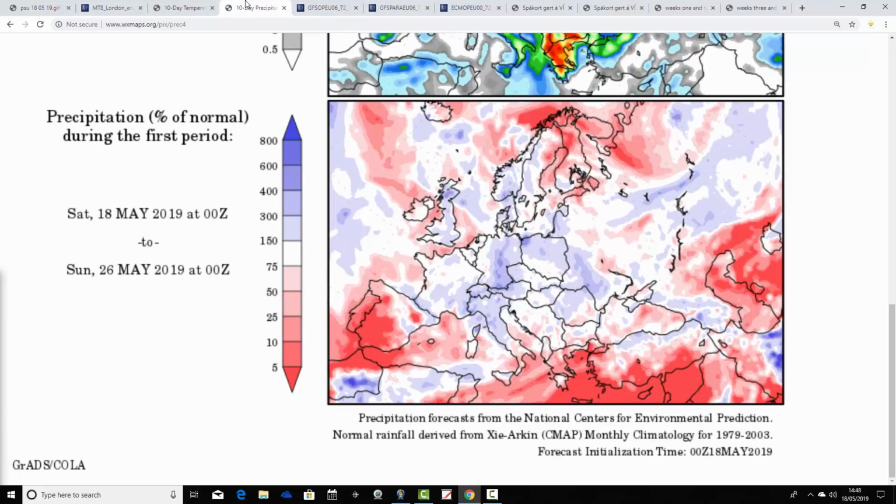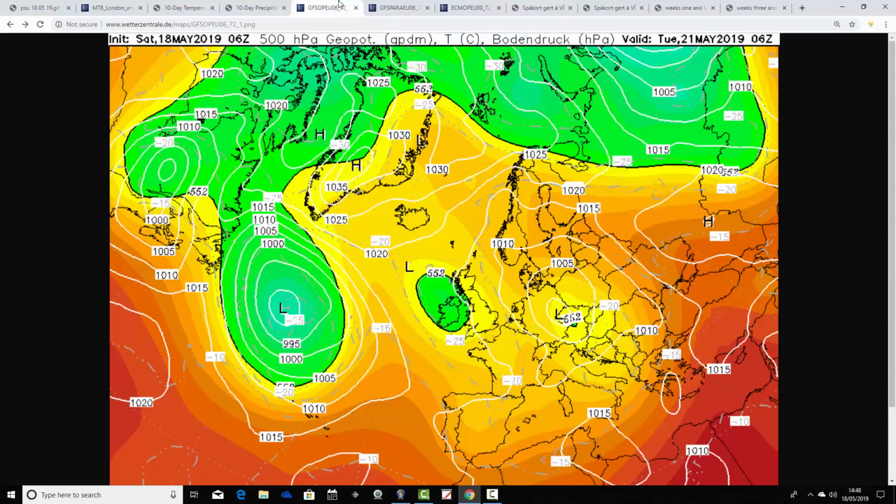May. Precipitation anomalies look quite unsettled though now, so from the 18th to the 26th of May, generally a little bit above average with precipitation for much of the UK, telling us the weather seems to be turning increasingly unsettled through the final week to 10 days of May.